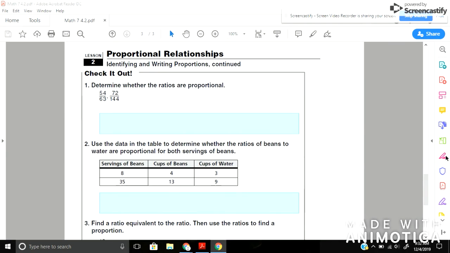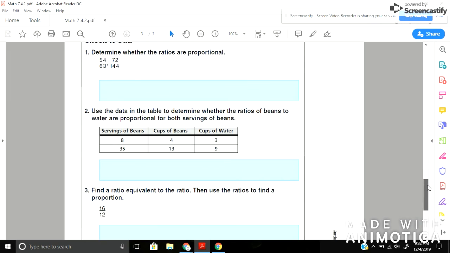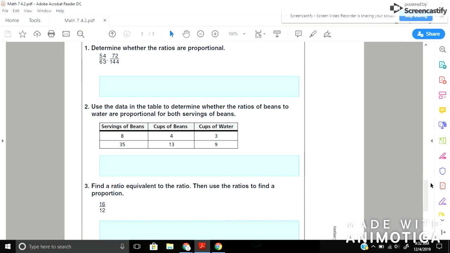Finishing up, please pause the video now and try the 3 check it out problems, 1, 2, and 3 on your own, and then come back to check and see if you were right.